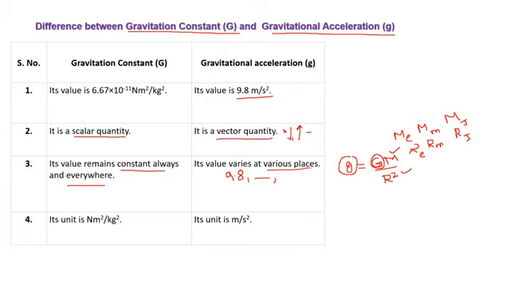The unit of G we have already discussed, Newton meter square per kg square, and because this is acceleration, the unit of acceleration is meter per second square, or you can write ms minus 2. Children, units are very important.